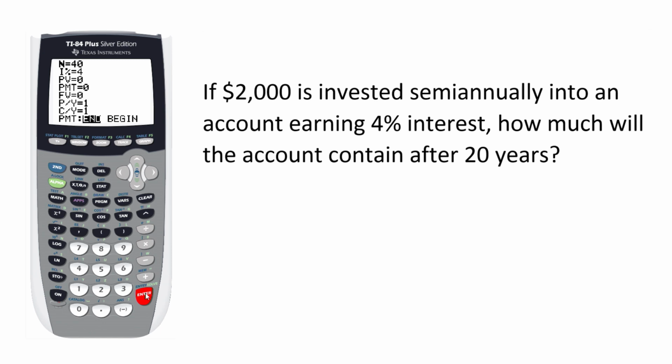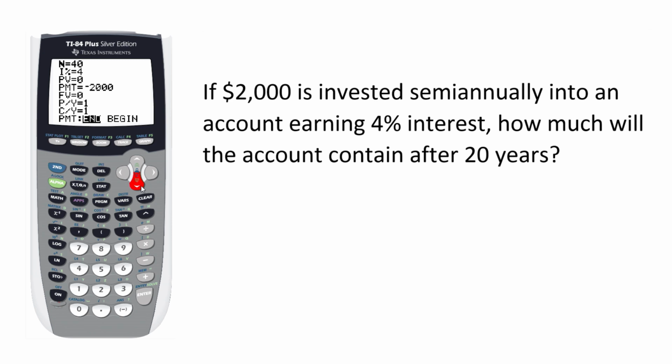And our present value would be the amount of money that we start with. In this problem, no amount of money is mentioned that we start with, so we'll assume that the account starts with a balance of $0. The payment for this problem is the $2,000 that's invested semi-annually. And because that's an investment, it needs to be a negative number. So negative $2,000. Future value is what we're wanting to solve for on this problem.